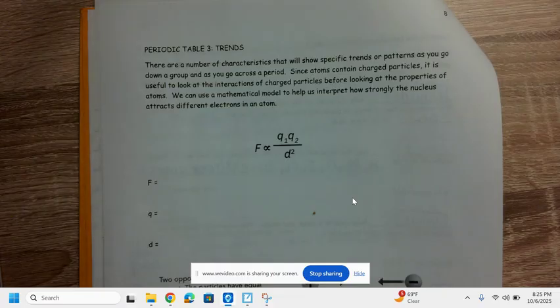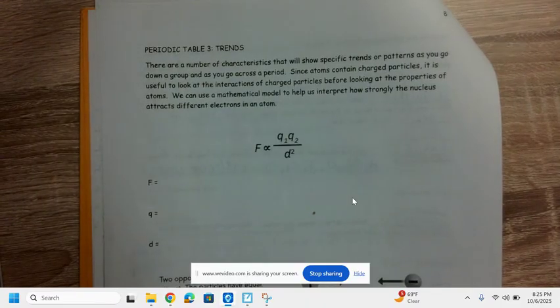So remember, atoms contain charged particles. They have our protons and our electrons. So it's useful to look at the interactions of these charged particles before we actually start to look at those trends and properties of an atom. We can use a mathematical model to help us interpret how strongly the nucleus attracts different electrons in an atom. Now, don't be alarmed. You're not going to be doing any quantitative calculations with this. These are all going to be qualitative.